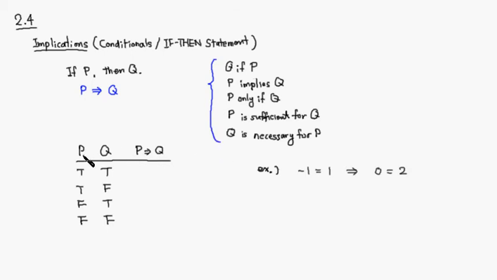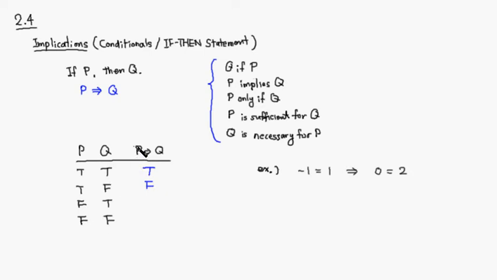So let's look at its truth table. Look at the four possibilities. P implies Q. True implies true is a true implication. True implies false is the false implication. The false implies true cases are kind of tricky.